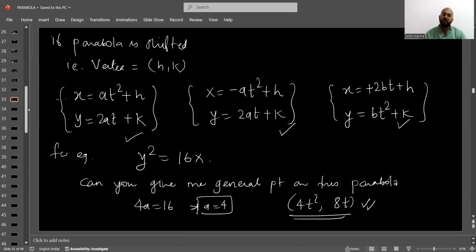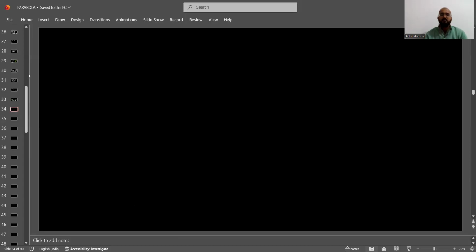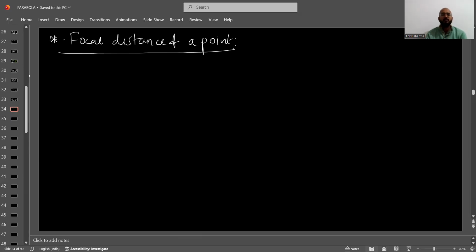So whenever I have to solve a particular problem or I'm dealing with anything, I'll be just taking the general point on this parabola, or it's the parametric point on the parabola. This is special for tangent and normal related problems. Coming to the focal distance of a point. So I'm finding the focal distance of a point. That means what? Distance of a point from the focus.